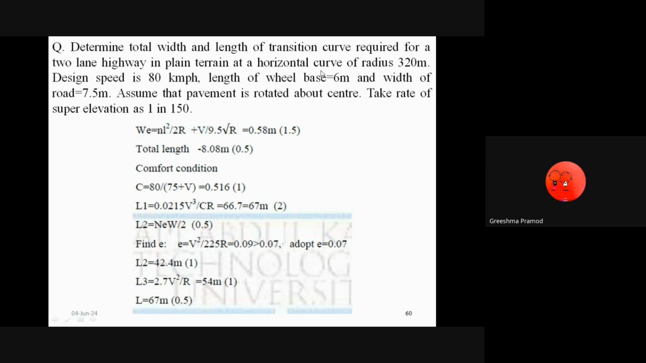L we know, the length of the wheel base is 6. N is given here: N is 2, since it is mentioned first that it is a 2-lane highway. Then divided by 2R, where R is the radius, which is given here as 320. Then V is given as 80, by 9.5 root R.